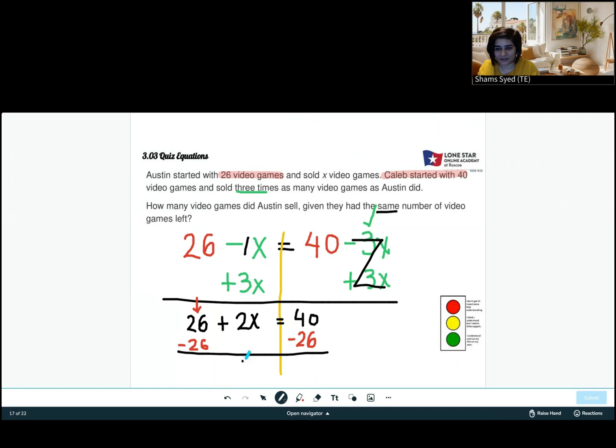Okay, this is going to be 2x. I got 14 on this side, right? I got 14. In order to get x by itself, you should divide both sides by 2. Divide both sides by 2 and you should get a 7. Joycelyn also got a 7. X is supposed to be 7.